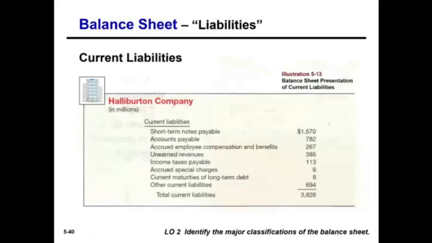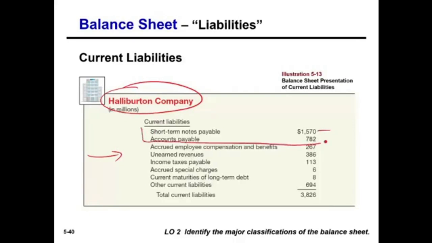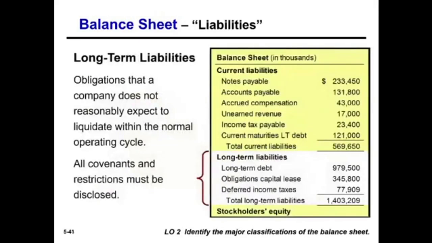Now, this is an example for Halliburton Company. This is their current liabilities. Notice short-term notes, and most companies will have those two for sure. They'll have some sort of a short-term loan and accounts payable. And also they would have accrued employee compensation and benefits, because if they have employees, they're going to accrue some wages. Unearned revenue, maybe somebody paid them up front. Income taxes payable, accrued special charges. So those are some typical ones, and here they have a large other current liabilities, which they'll have to explain in the notes. We don't know what this is. But those are the typical current liabilities that you will see for a company.